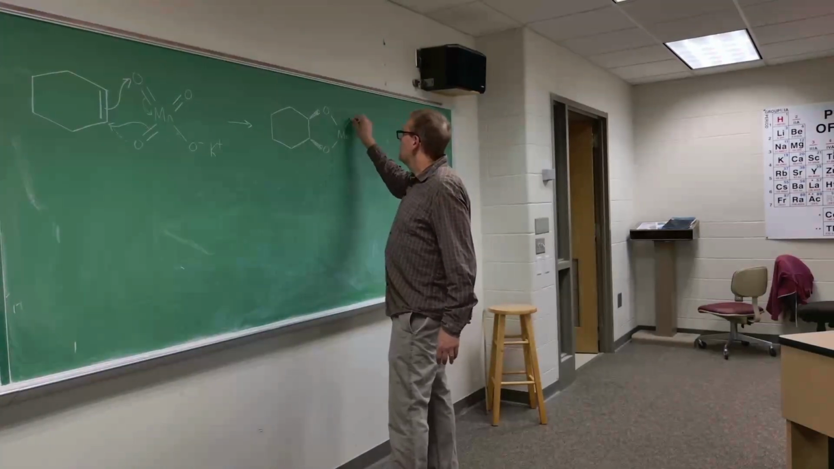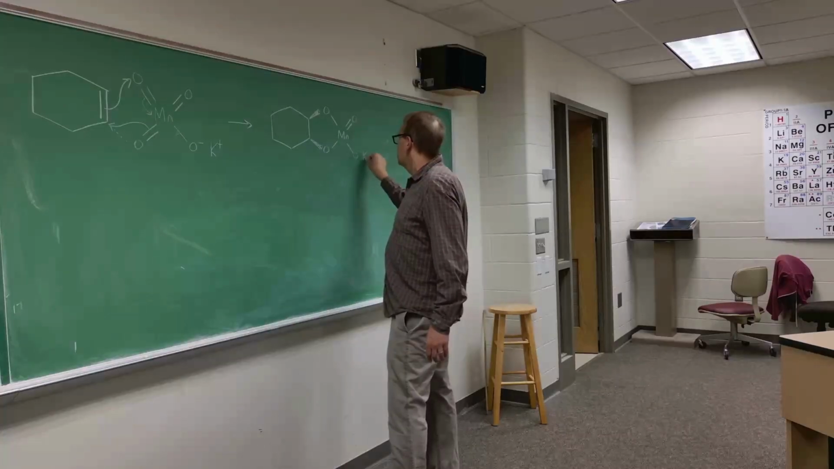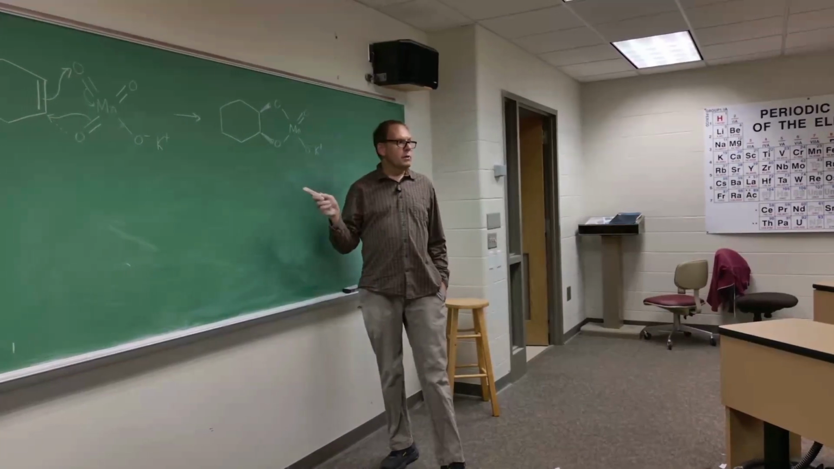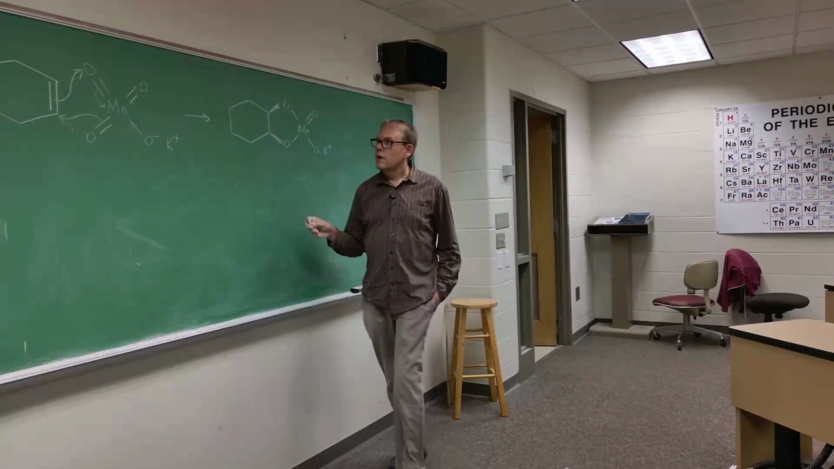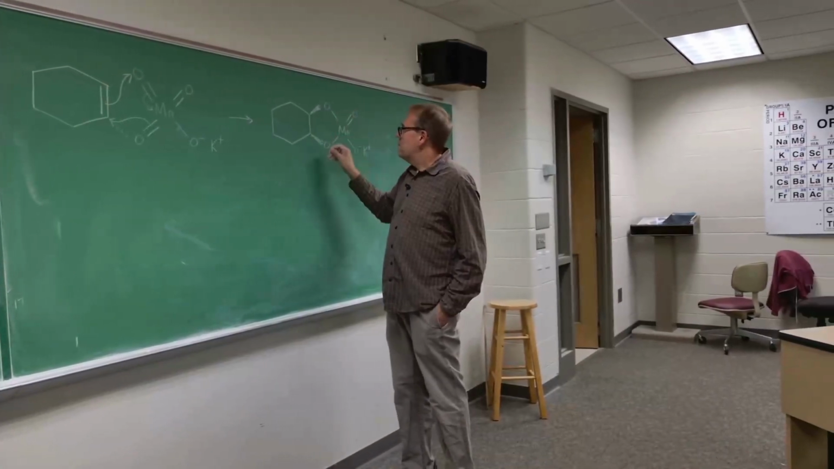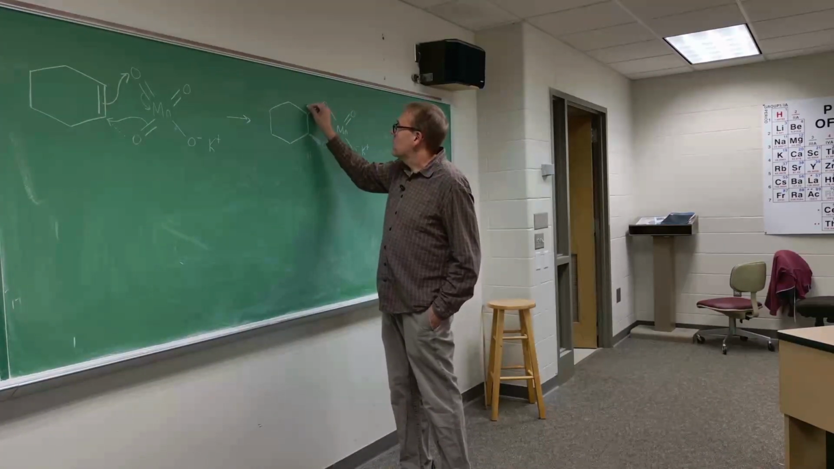This is sometimes called a manganate ester. That term isn't one you have to know, but the important thing is when this happens, this goes with syn addition. The O's add to the same face of the alkene. So the O's end up on wedges or dashes. The big thing is they point in the same direction.